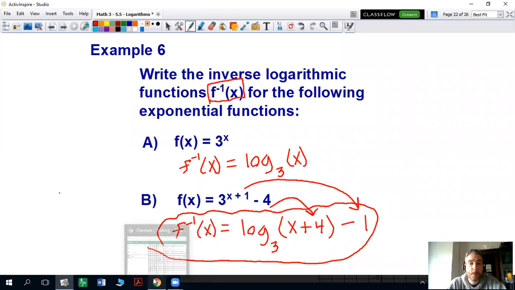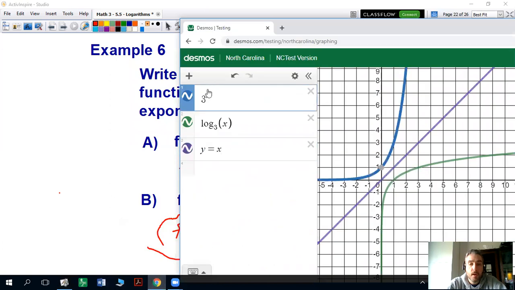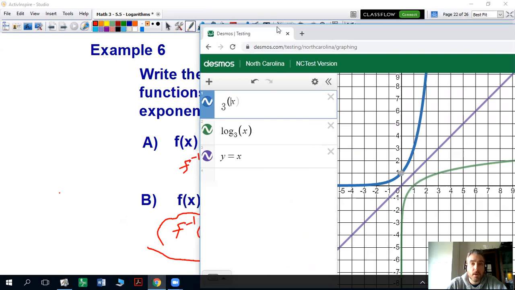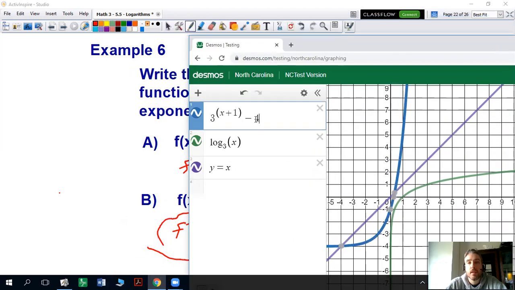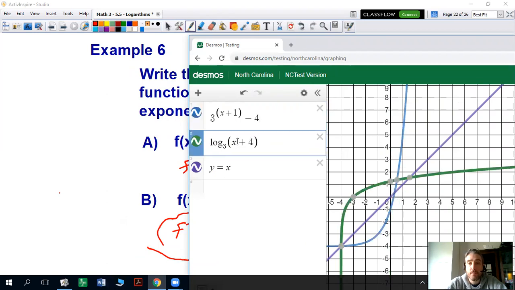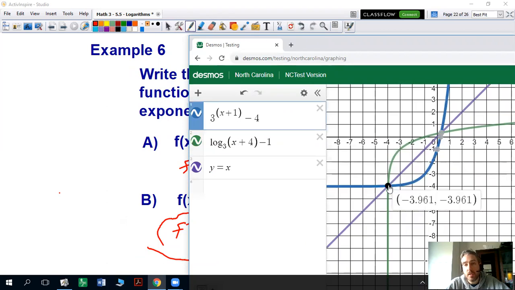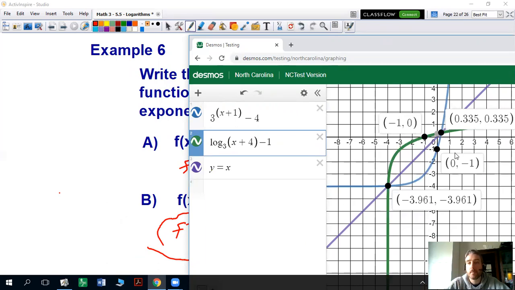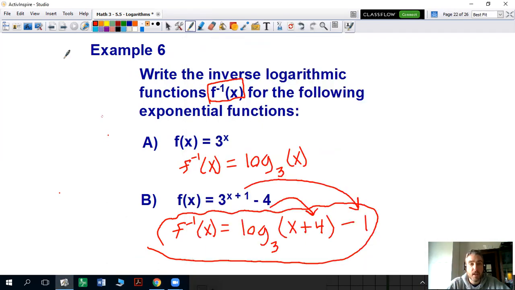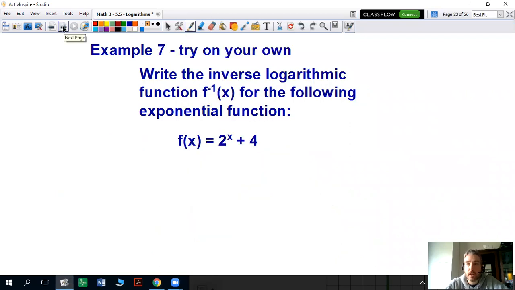Let's type those out. I'm going to put the x plus 1 in parentheses so you can see that right shift. And then it's going to be minus 4 on the outside. And we want to match that in here in the log, so we'll do x plus 4. And then we want to do minus 1 on the outside. So you can see that nice mirror image over the line y equals x. And a couple points here just to show that they are switched from each other. Excellent, excellent. Try this one on your own. This will be our last one.